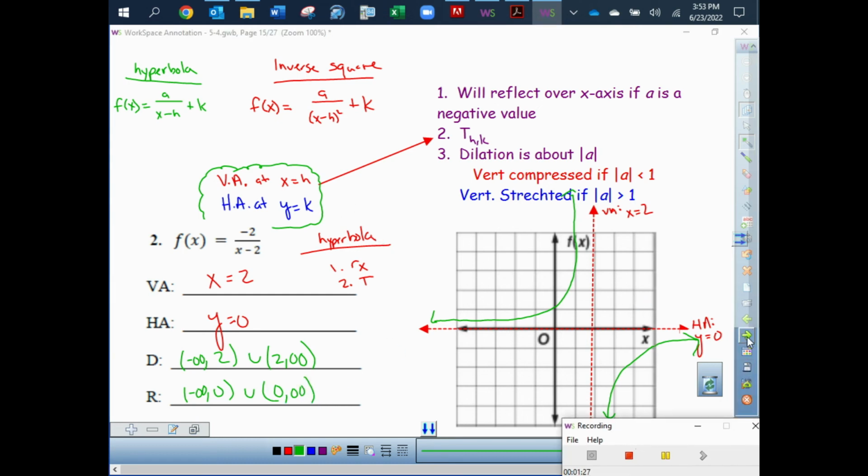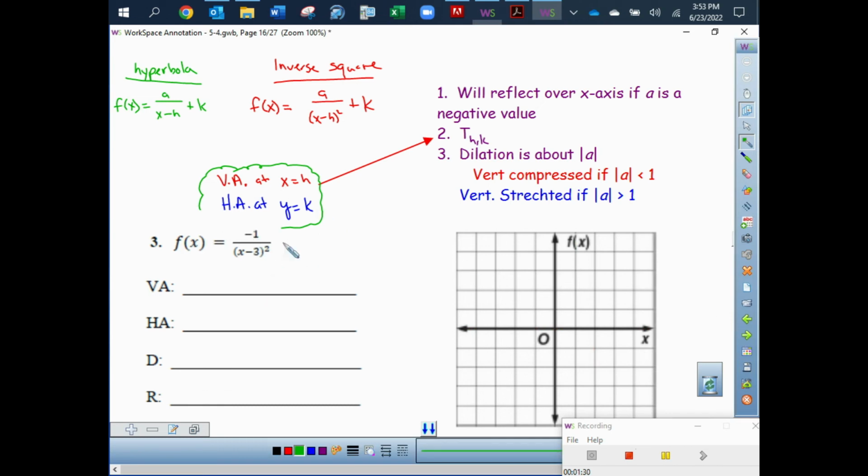Let's see if we can recognize. Here we go. Since the x is down in the basement, it's either going to be a hyperbola or an inverse square. See the squared? That's an inverse square. So we will recognize inverse square, and we'll do the first 2 steps of the purple note card. Step 1, has this guy been reflected over the x-axis? See Mr. Negative there? That's a yes, it has. Then step 2, translated. Opposite game right here, so 3 units to the right, and whatever they add or subtract, it is nothing in this case.